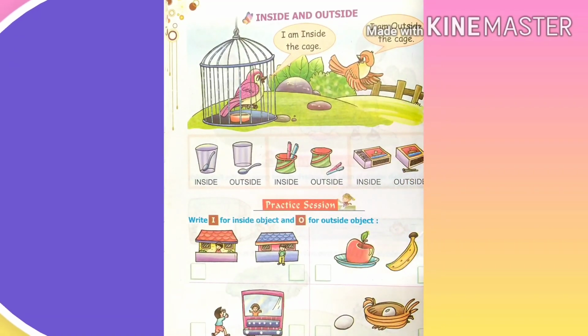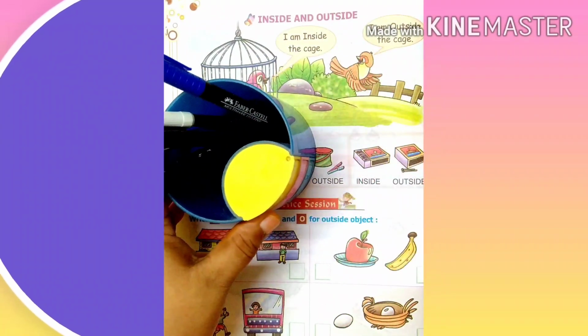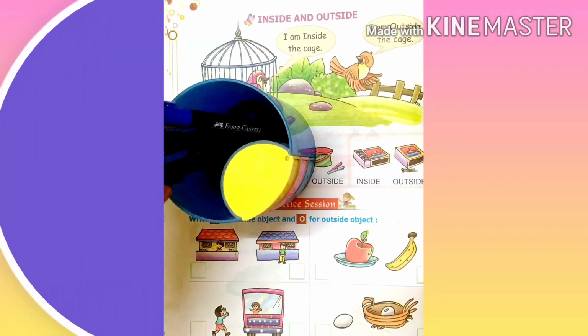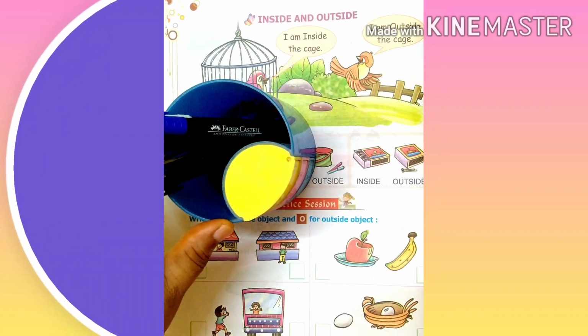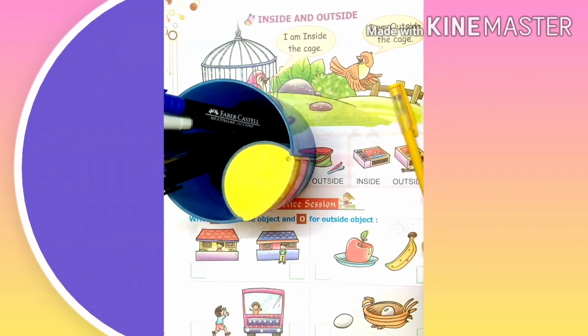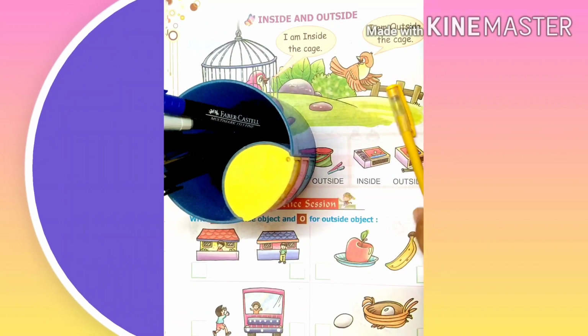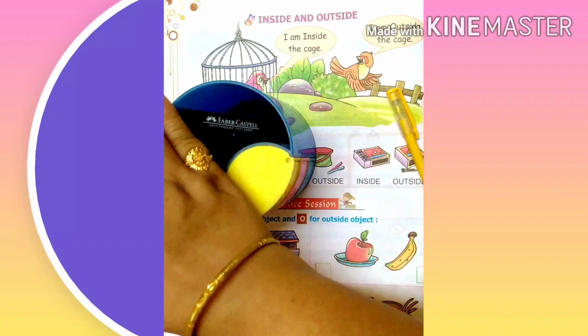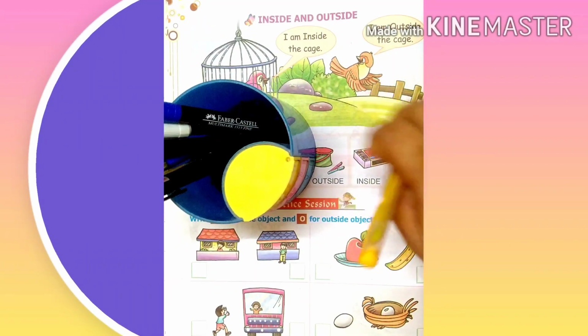Some more examples are there, children. Look at this. This is a pen holder. Many pens are inside the pen holder. But this pen is outside the pen holder. Okay. ये सारे अंदर की तरफ हैं और ये पेन बाहर है.